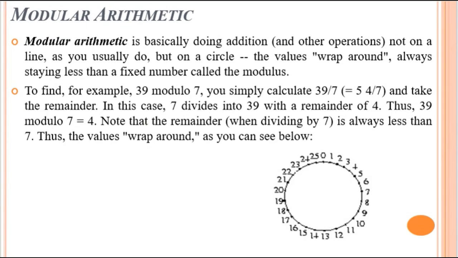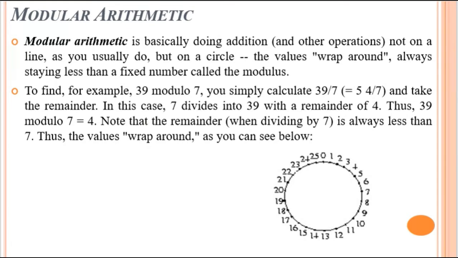What is modular arithmetic? Sometimes modular arithmetic is also called clock arithmetic in simple language. Modular arithmetic is basically doing operations like addition and multiplication not on a line, as we usually do in daily life, but on a circle. The values wrap around, staying less than a fixed number called the modulus.